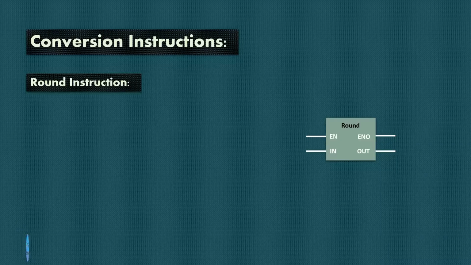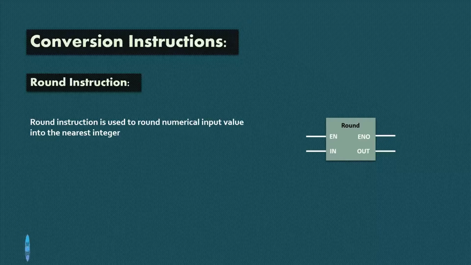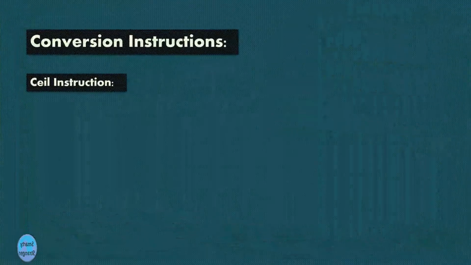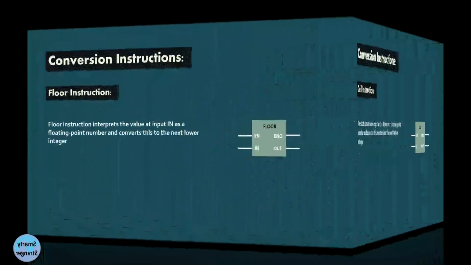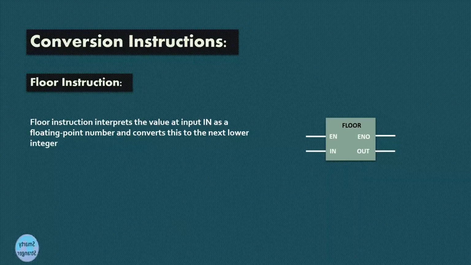Round. Round instruction is used to round a numerical input value to the nearest integer. Ceil. The instruction takes input at the IN pin as a floating point number and converts this number to the next higher integer. Floor. Floor instruction interprets the value at input IN as a floating point number and converts this to the next lower integer.